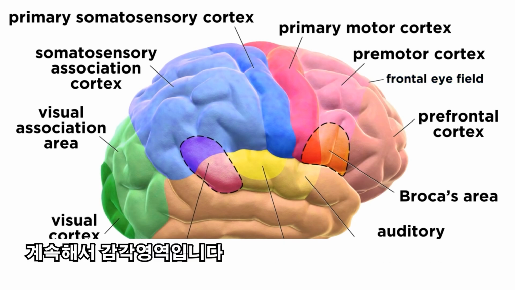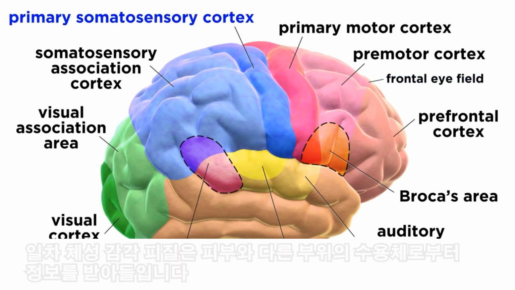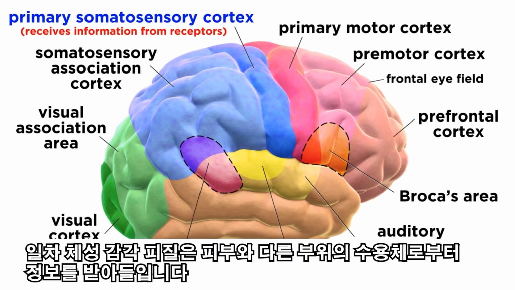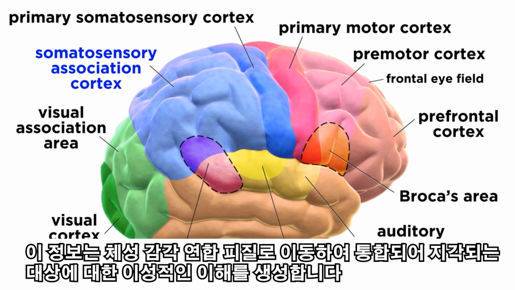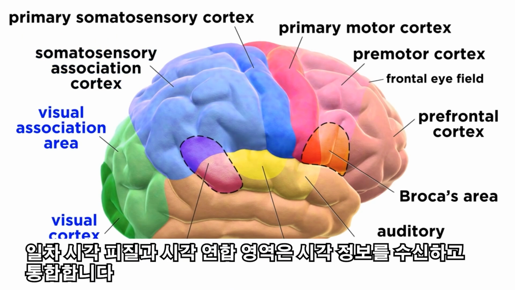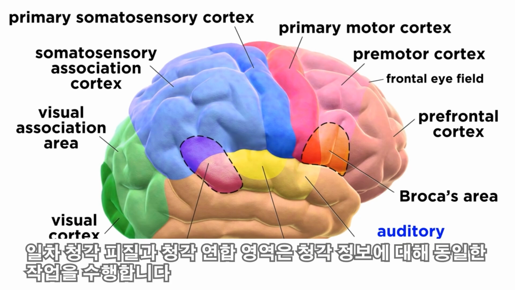And then there is the frontal eye field, which controls voluntary eye movement. Moving on, let's list the sensory areas. The primary somatosensory cortex receives information from receptors in the skin and other areas. This information goes to the somatosensory association cortex, where it is integrated to produce a rational understanding of an object that is being perceived. The primary visual cortex and visual association area receive and integrate visual information. The primary auditory cortex and auditory association area do the same for auditory information.